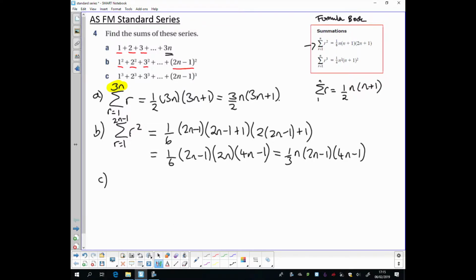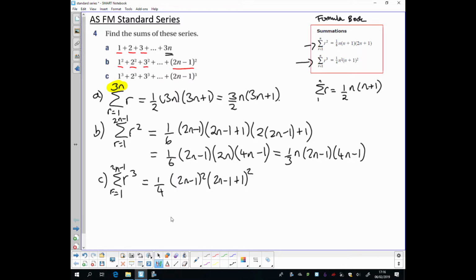The last one, you should be getting the hang of this by now. You can see that the rule is r cubed, because we go 1 cubed, 2 cubed, 3 cubed. We're going to sum that up from r equals 1, and this time again, the last number we sub in is 2n minus 1. This one is in your formula book. It's r cubed, so that's a quarter times whatever n is, the last one we're adding in, so that's 2n minus 1 squared. And then n plus 1, so that's 2n minus 1 plus 1 squared.